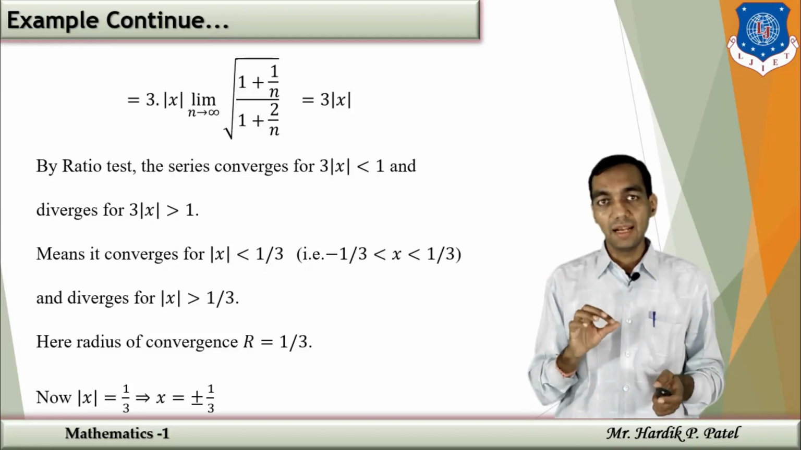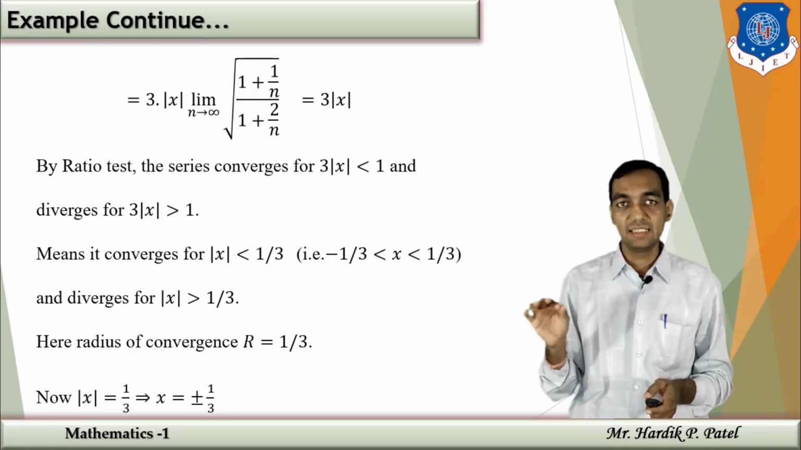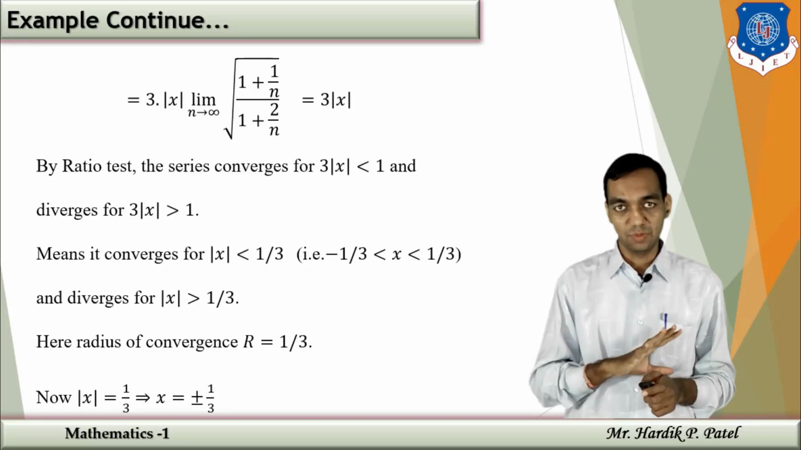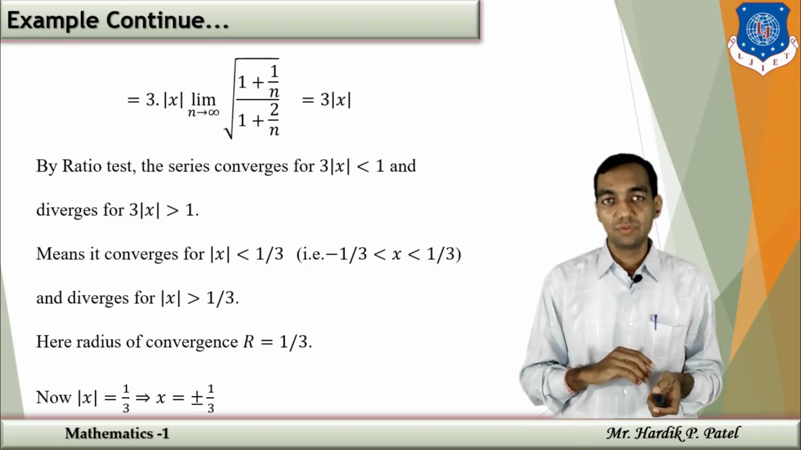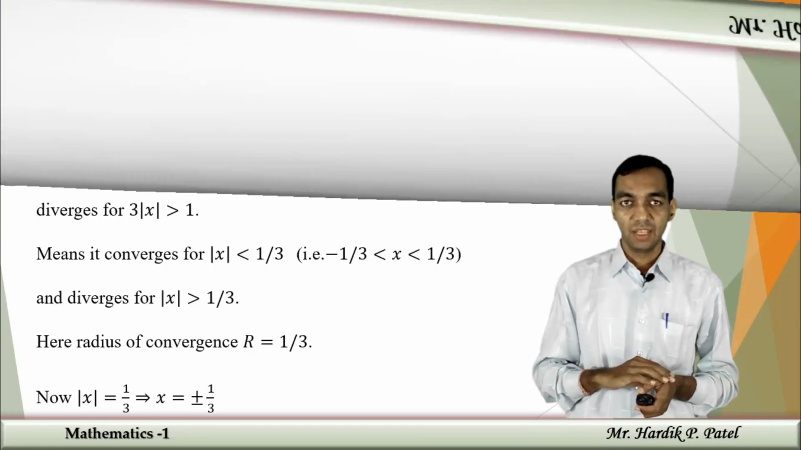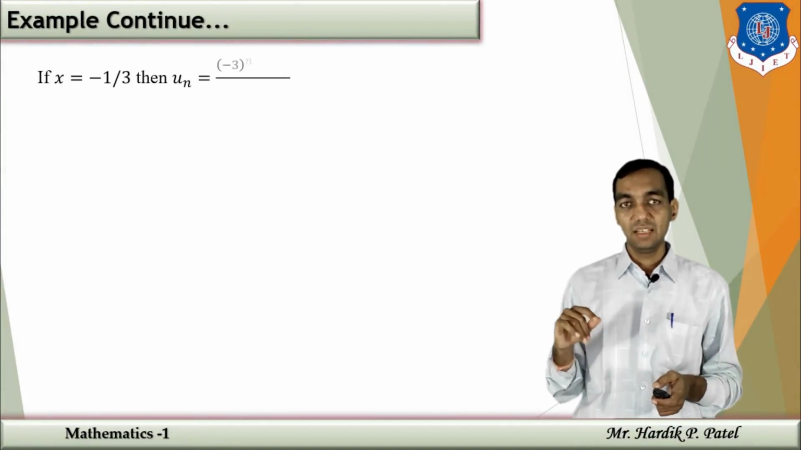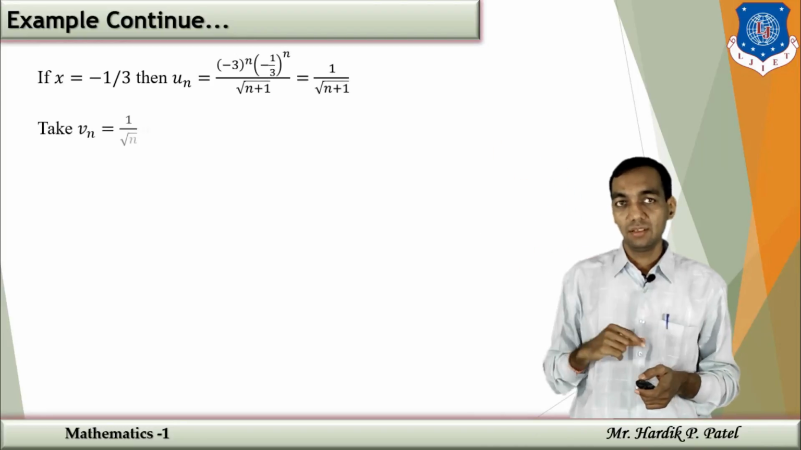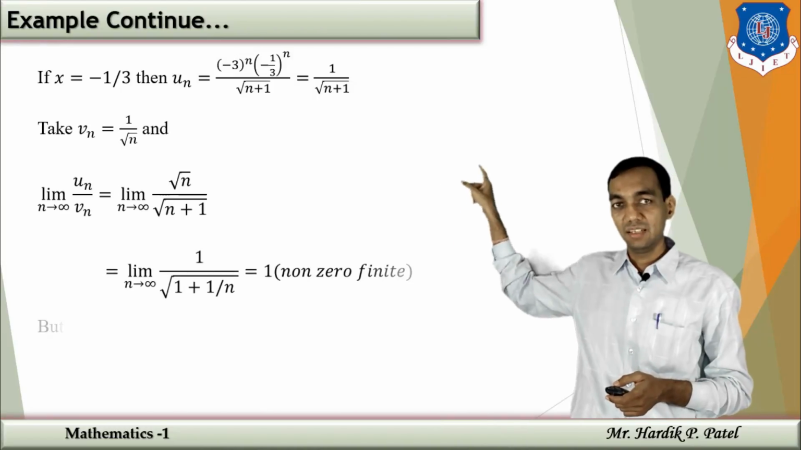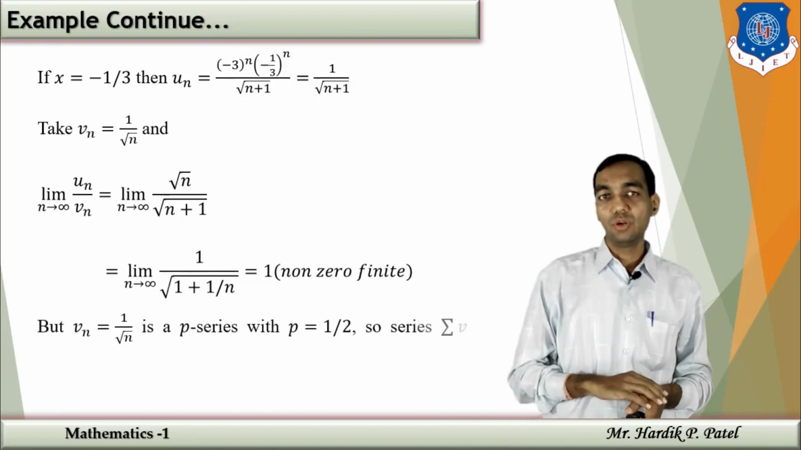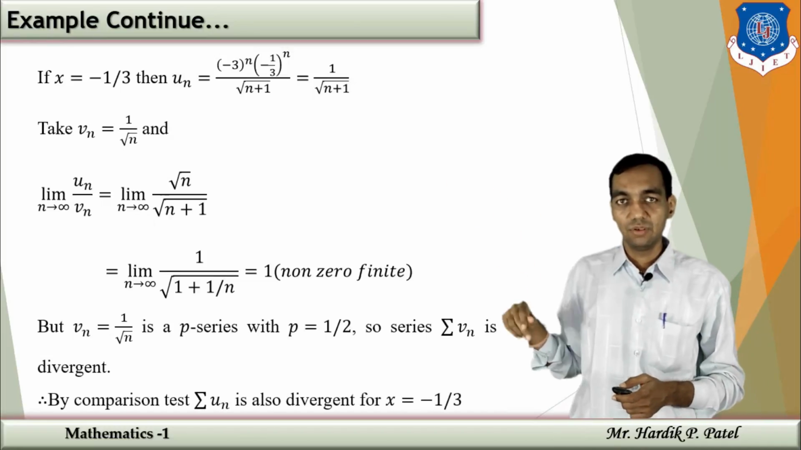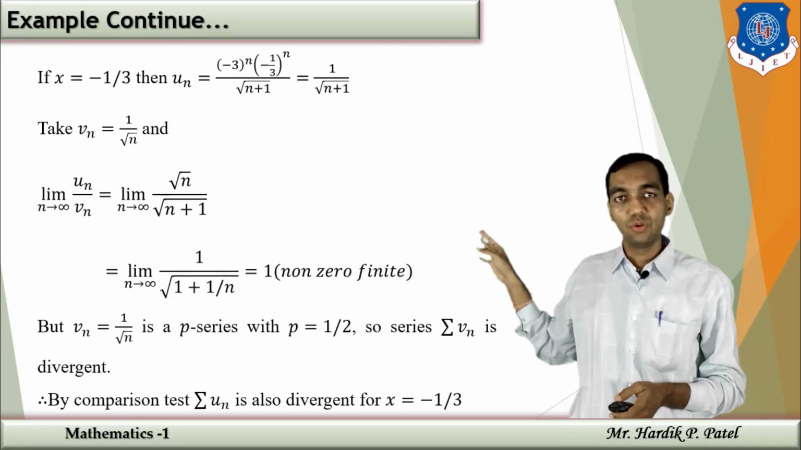Now at the endpoints, that means mod x is equal to 1 by 3. That means x is either 1 by 3 or minus 1 by 3, correct? So in that case we have to check. First we are going to check for x equal to minus 1 by 3. Suppose x is equal to minus 1 by 3, then we put this value in un. Then un is going to be of the form (minus 3) raised to n into (minus 1 by 3) raised to n divided by root of n plus 1. Now (minus 3) raised to n and (minus 1 by 3) raised to n cancel out, and you will have 1 upon root of n plus 1.